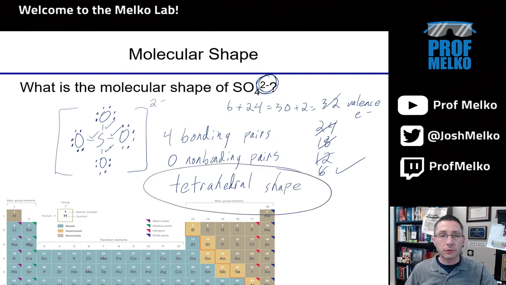So you have to draw the Lewis dot structure, worry about bonding and non-bonding pairs on the central atom, so here's sulfur, and then determine the shape based on those bonding and non-bonding pairs. Okay, so that'll do it for the practice problems here.